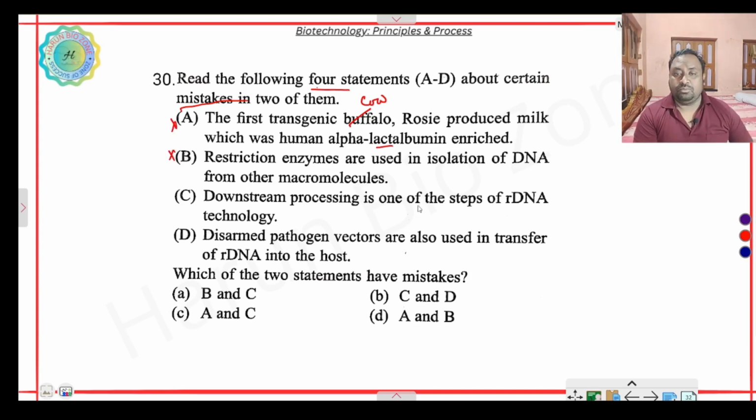Downstream processing is one of the steps of recombinant DNA technology to process and purify the product. The disarmed pathogen vector is also used in transfer of recombinant host. Definitely, disarmed recombinants are bacteria or viruses that cause disease in the host. If this type of bacteria is isolated and disarmed, they can be used as a vector. So here the wrong answers are D, A and B.